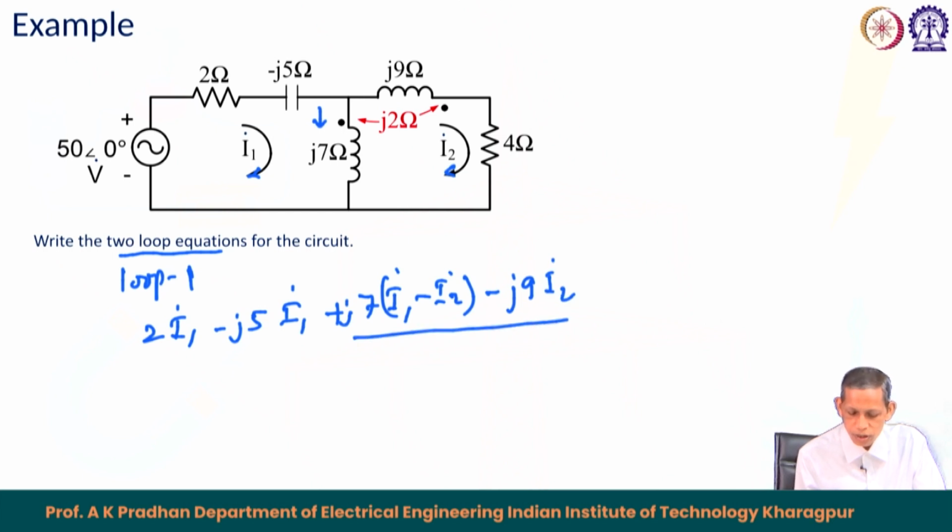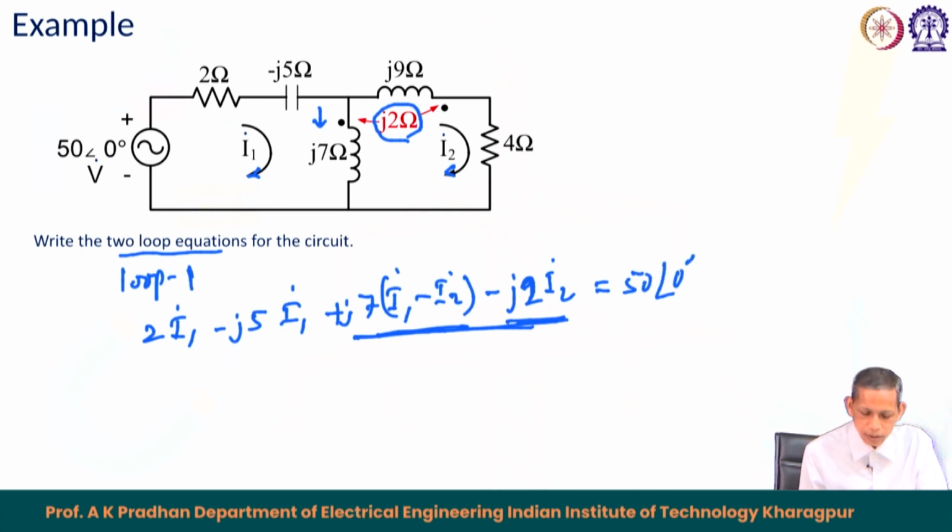So, for this 7 ohm inductor we have the self term first, and we have the mutual term, minus J 2, the mutual inductance between this and that. So, J 2 into I 2, the corresponding current here. That becomes equal to 50 with an angle of 0 degree. This is loop 1. Then we can write similarly the loop 2 equation.